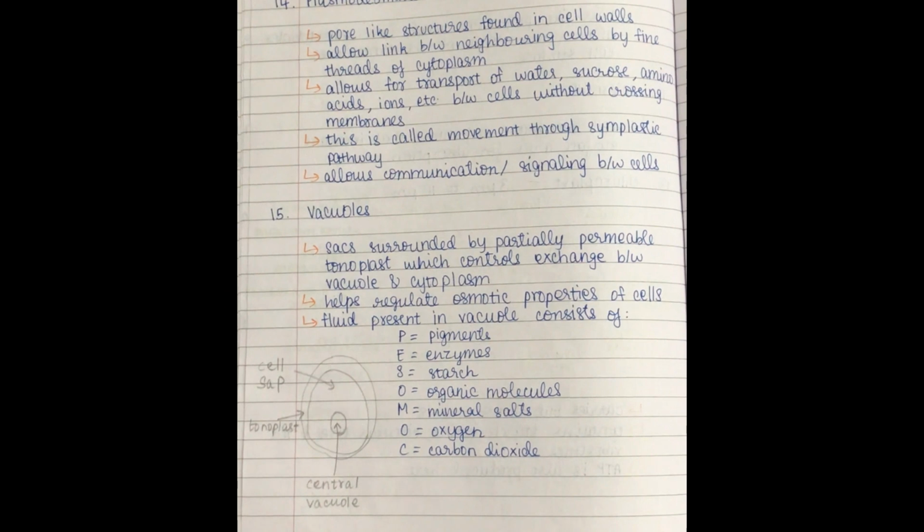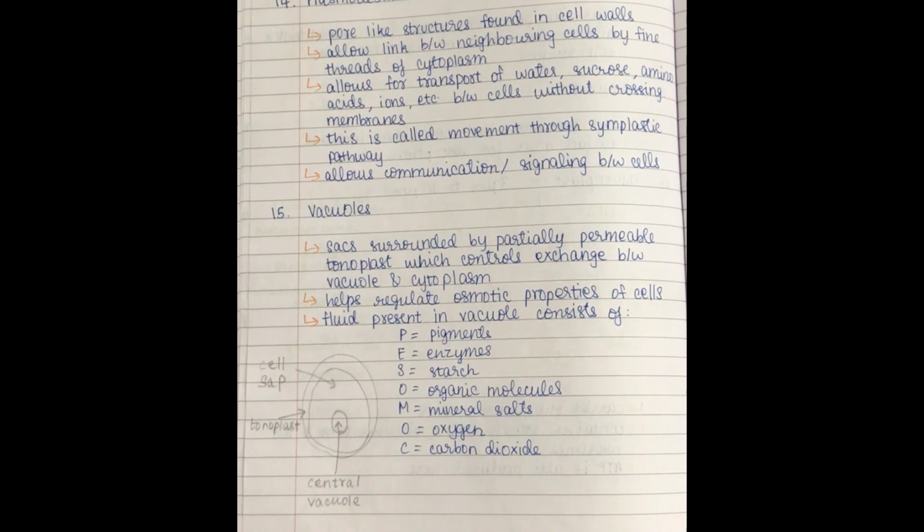Vacuoles are sacs surrounded by a partially permeable tonoplast. The tonoplast is a selectively permeable membrane which controls the exchange between the vacuole and the cytoplasm. Vacuoles help regulate the osmotic properties of cells. The fluid present in vacuoles consists of plasmog.